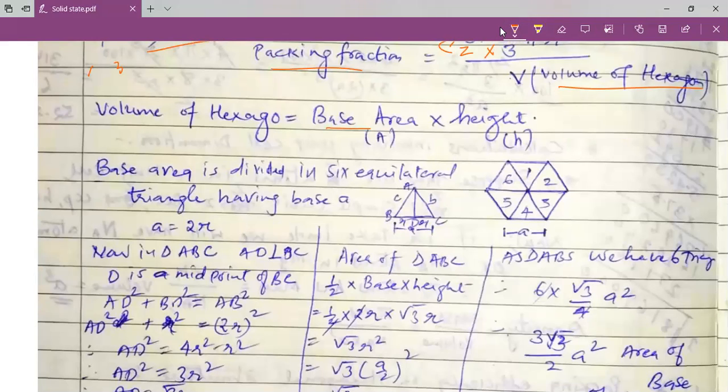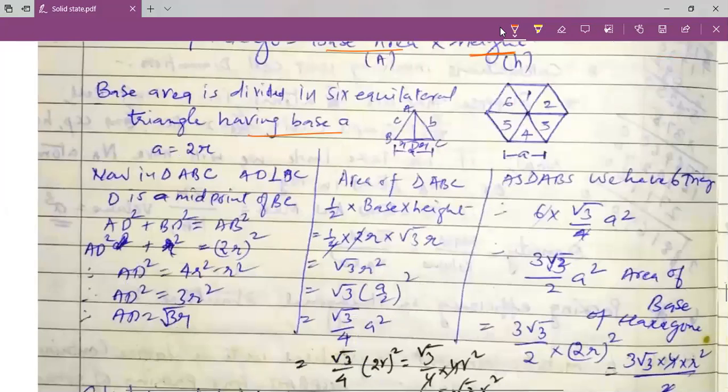Volume of the hexagon is equal to base area multiplied by height. Base area is divided into 6 equilateral triangles having a base. So now, my dear students, if we think about a triangle ABC, AD is perpendicular to BC. D is a midpoint of BC. Therefore, we can write AD square plus BD square is equal to AB square, because this is the right angle.